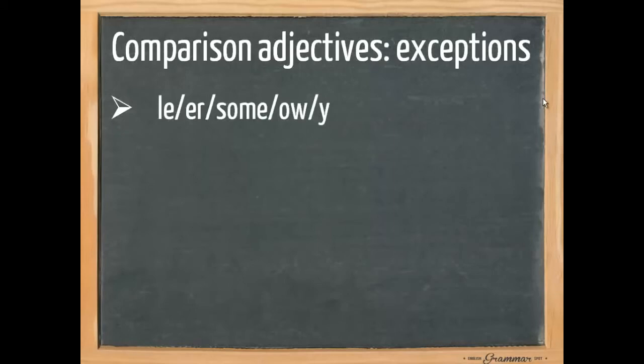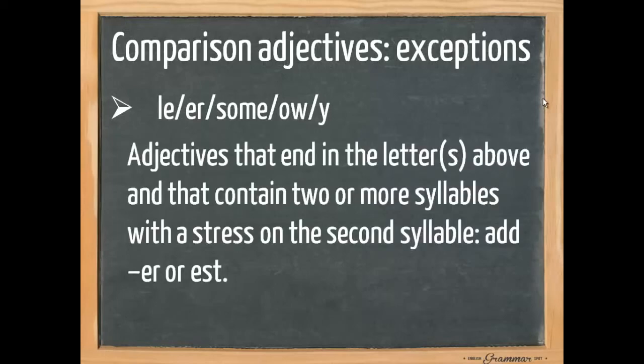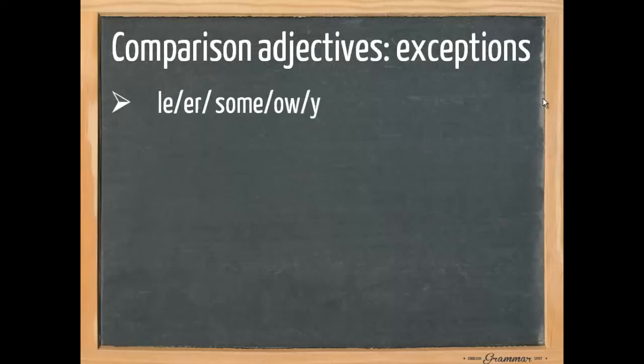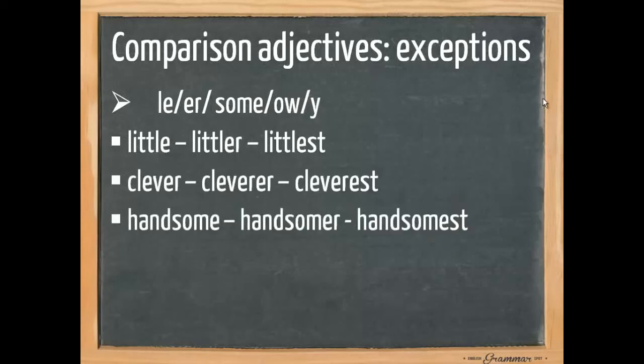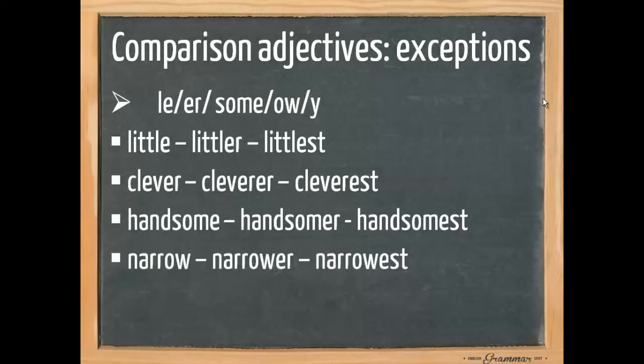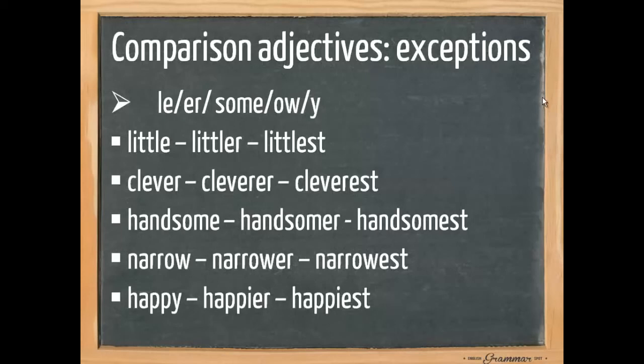Now obviously there are some exceptions. First, the words that we call leersomer. These are adjectives that end in the letters above and that contain two or more syllables with a stress on the second syllable. With these words, we also add er or est. Little, littler, littlest. Clever, cleverer, cleverest. Handsome, handsomer, handsomest. Narrow, narrower, narrowest. And happy, happier, happiest. And please note that the Y has become an I.